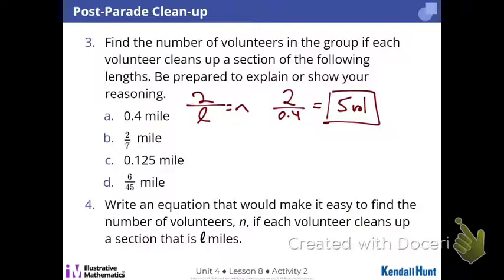All right, Ivy, tell me how you did B. So the equation was 2/7 is 2 divided by n. Oh, 2 divided by, okay. So then I knew 2 divided by 2 over 7 is just 7 because you're just doing the opposite, like 2 times. So 7 volunteers there? Yeah, so n equals 7.